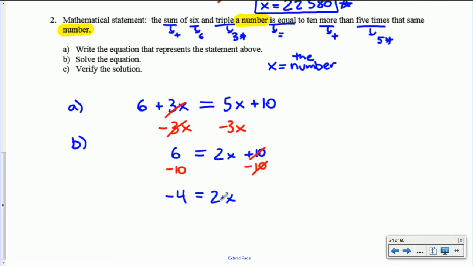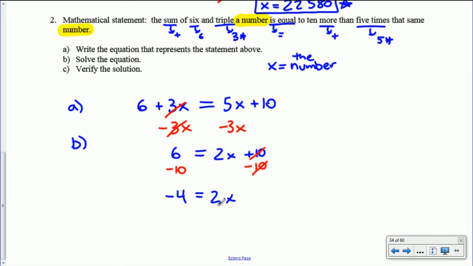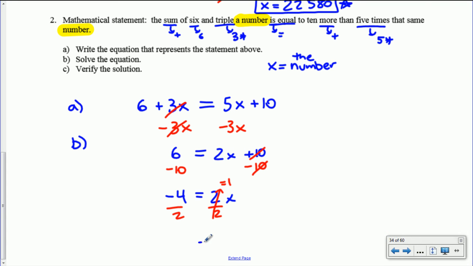And one final step, I just got to get rid of this 2. So the opposite of multiplying by 2 is dividing by 2. So I'm going to do that to both sides to maintain the balance. 2 divided by itself is equal to 1. So on the right side now, I just have x. And negative 4 divided by 2 is negative 2. So x is negative 2. Okay, that might be right. Let's see.